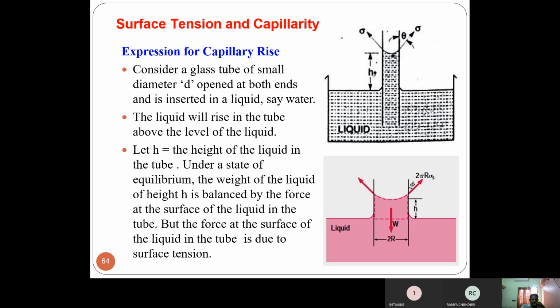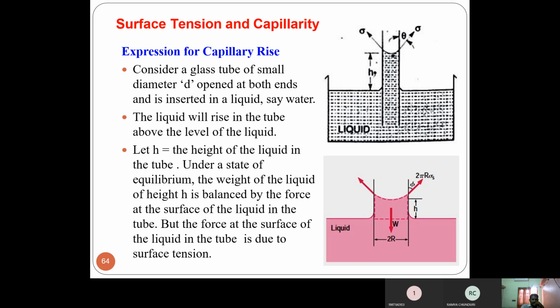Let h be the height of the liquid in the tube. Under the state of equilibrium, the weight of the liquid of height h is balanced by the force at the surface of the liquid in the tube. But the force at the surface of the liquid in the tube is due to surface tension.